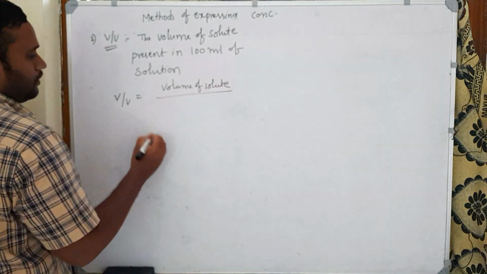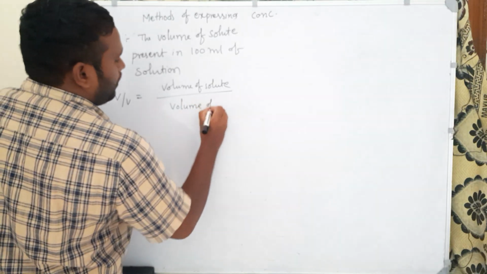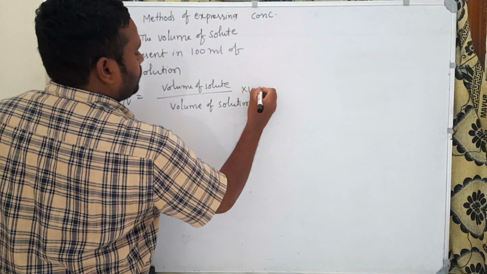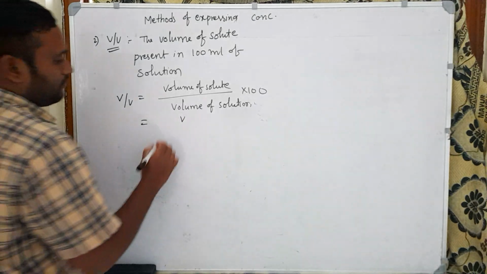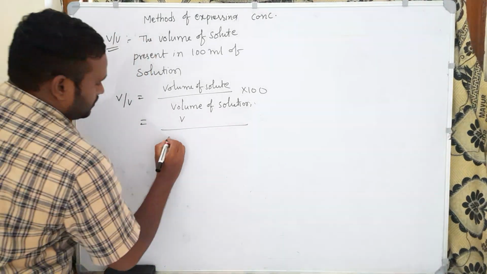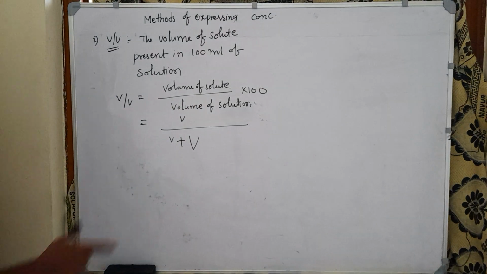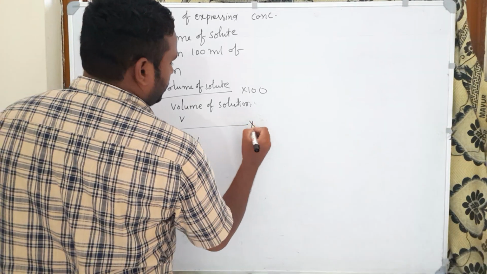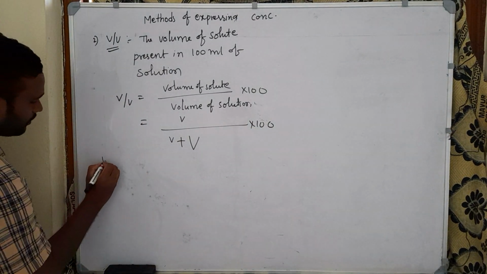So here the volume percentage formula: volume of solute by volume of solution, into 100. What is the volume of solute? Let us consider small v. Volume of solution is small v plus capital V, that is, volume of solute plus volume of solvent, into 100. Now let us take one illustration here also.